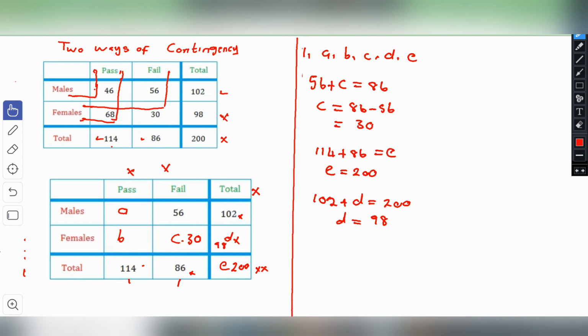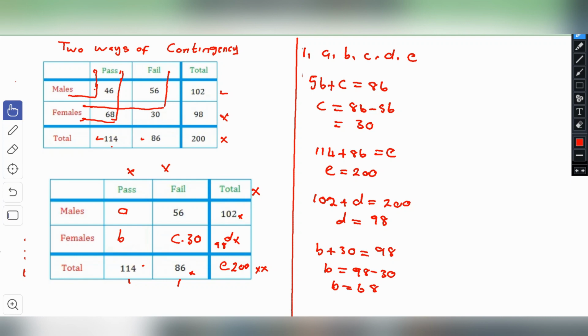We are left with B and A. But now we can solve them because we have C and D, which are 30 and 98. So we can solve for B. To find B, B plus our C, which is now 30, is equal to our D, which is now 98, right? Therefore B is equal to 98 minus 30. Therefore our B is going to give us 68. Can you guys see it?